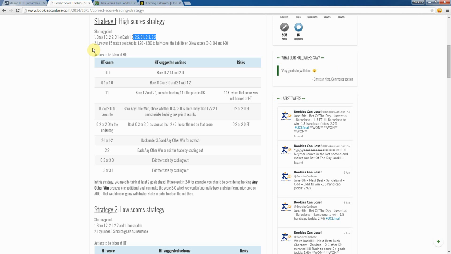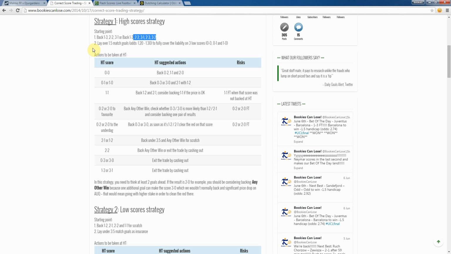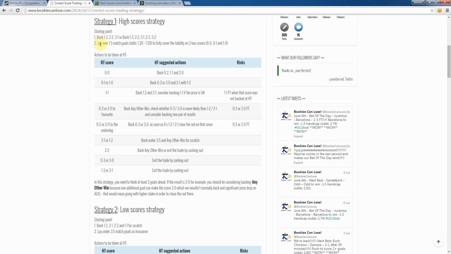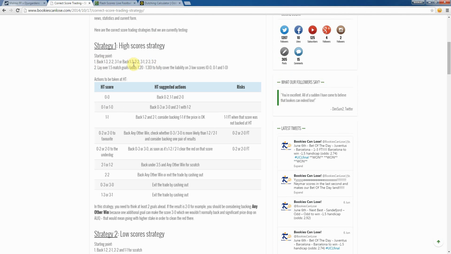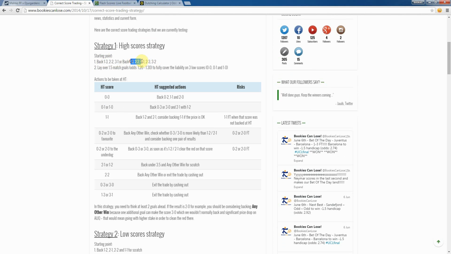So really, any game starts 0-0, and any game can end 0-0. The goals are never certainty. You cannot be sure that there will be goals. So our high scores strategy assumes there will be goals and that both teams will score. So we normally bet either 1-3, 2-2, and 3-1, or 2-3 and 3-2 as 2 additional selections.